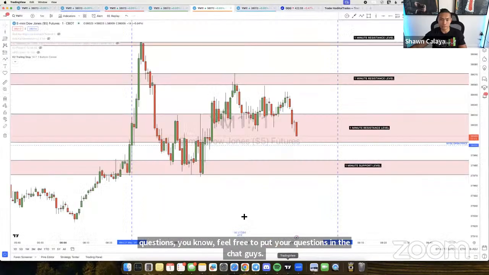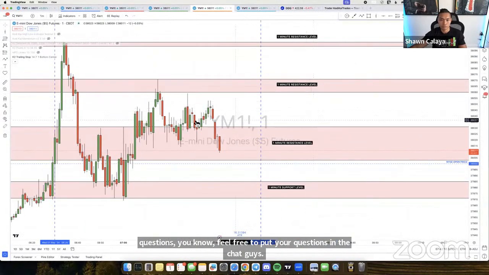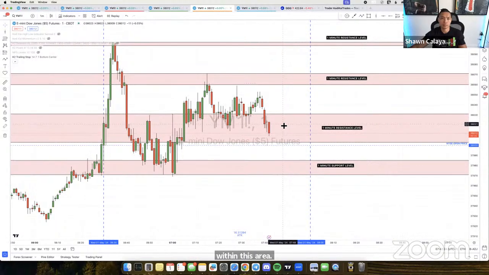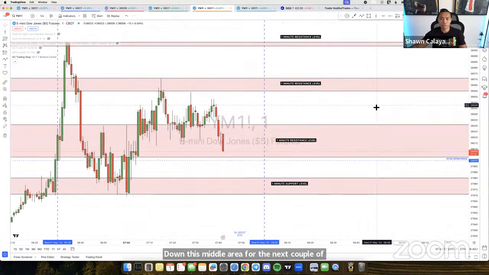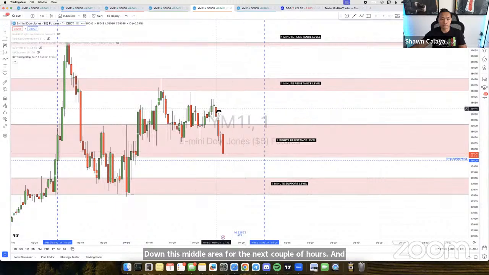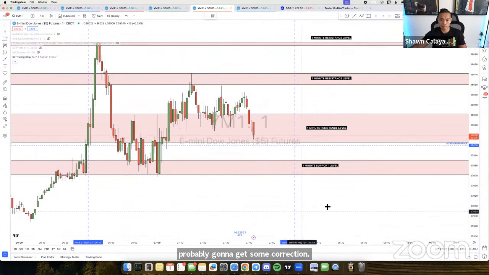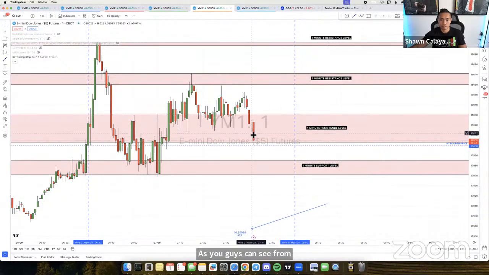I mean, unfortunately, there's just nothing going on here. Like I said, price is probably just going to consolidate within this area, down this middle area for the next couple hours. And then as we get closer and closer to 11 o'clock, we're probably going to get some direction. As you guys can see from the ATR, it's starting to die down a little bit. It's just sitting at 16 right now. And if this here just stays flat, it's going to stay at like 15, 16 around there.